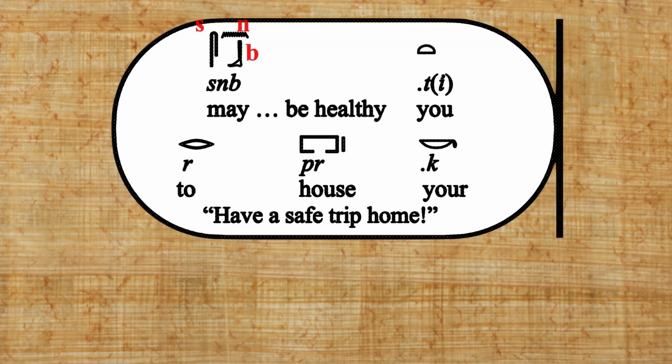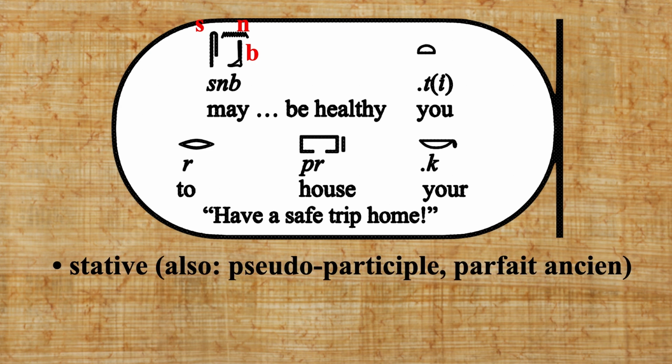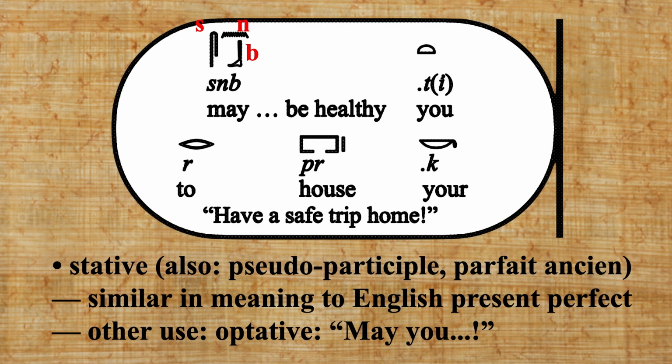We've seen that wishes could be expressed by using the subjunctive, like in the previous sentence. Another way to do so is to use a tense called stative. In this sentence, the verb, senab, to become healthy, exhibits the second person singular ending, t. This use of the stative is particularly common in greetings, but note that the most common meaning of this tense is closer to the English present perfect.